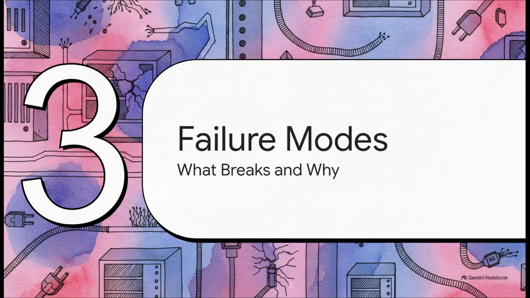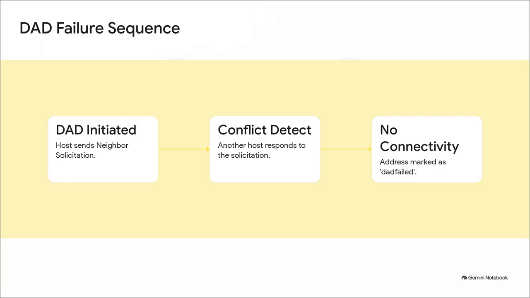That brings us to Chapter 3, Real-World Failure Modes. Let's look at what actually breaks and why. Let's transition right into some tangible real-world IT scenarios. First up is duplicate address detection, or DAD.